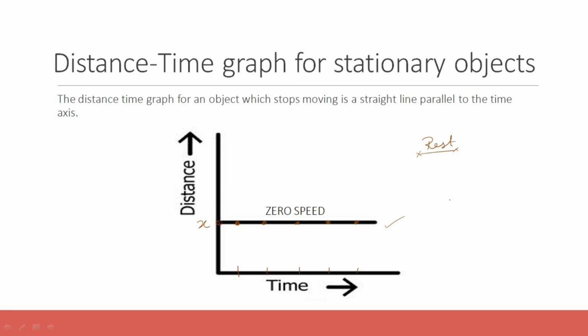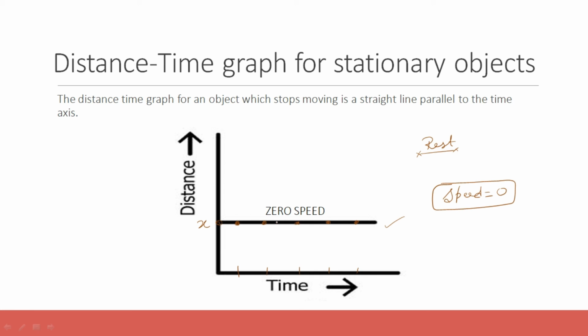So it means the object is not moving at all. The speed of the object is zero because it is not covering any distance. The time is moving, but it is not covering any distance with the passage of the time. So we say that the speed of this object is zero, and this is a stationary object. So for every stationary object, you will get a line which is parallel to the time axis.